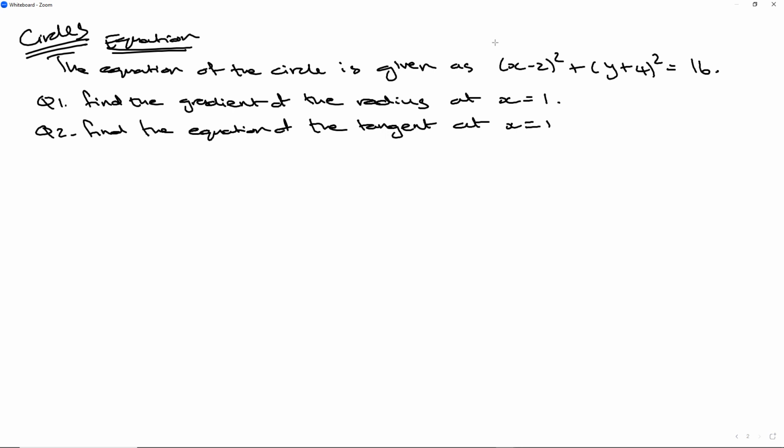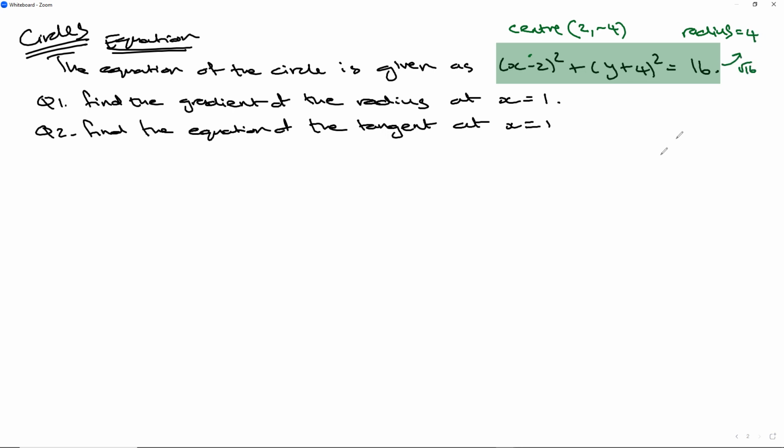Now, from this here, I can get the center and I can get the length of the radius. All right. I can get the center and the length of the radius directly from that there. Immediately, I can see that the center is going to be given by the opposite sign of negative 2, which is positive 2, and negative 4. So that's going to be the center of my circle. And I get the radius directly from the square root of 16. So the radius is equal to 4.